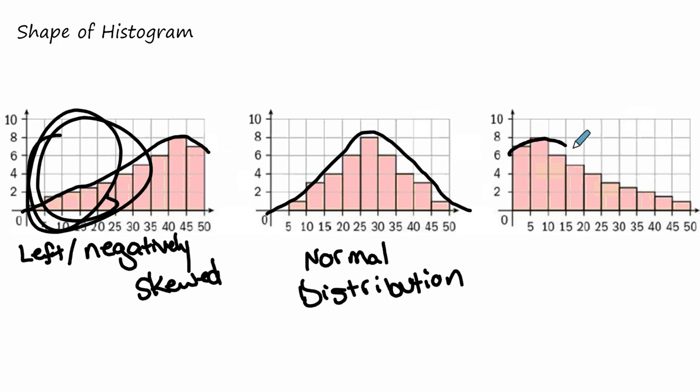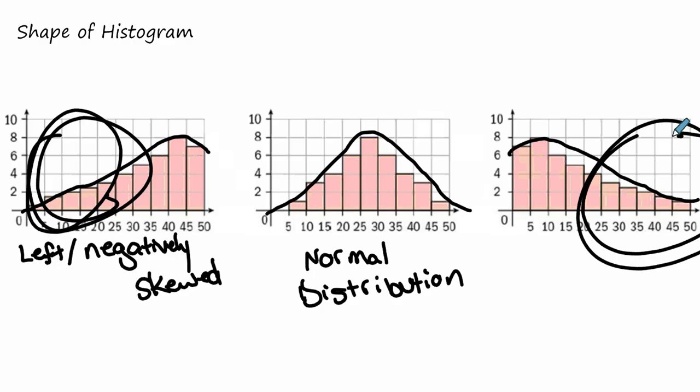This one looks like this curve. Again, there's too much data on this right-hand side. So this is right skewed, or positively skewed, when there's too much data on the right.